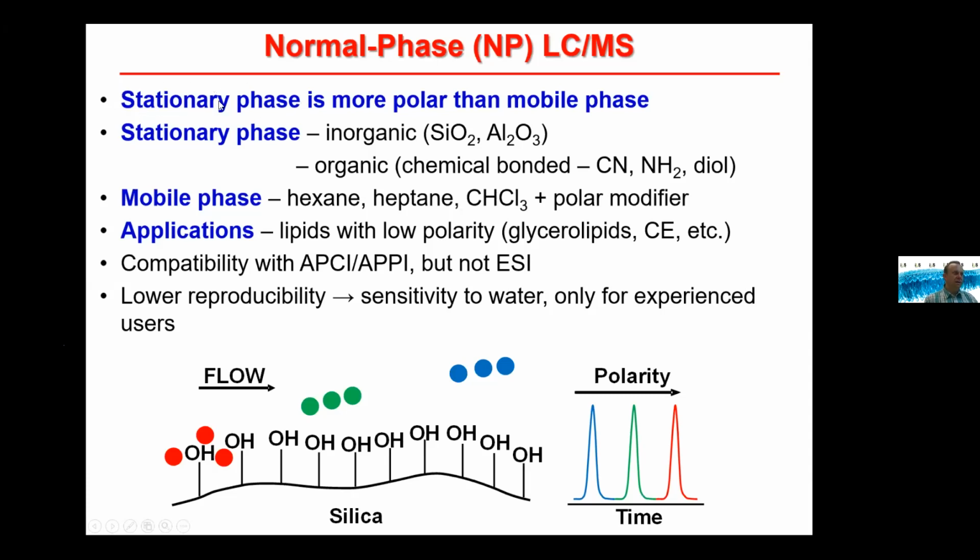The stationary phase here is more polar than the mobile phase, and the typical stationary phase is silica gel or aluminum oxide or some medium polar bonded phases. The mobile phase is totally non-polar, hexane or heptane, with a very small percentage of polar modifier. This can be applied well for non-polar lipids like glycerolipids, cholesterol esters, and so on. It's compatible with APCI, APPI, but not with electrospray.